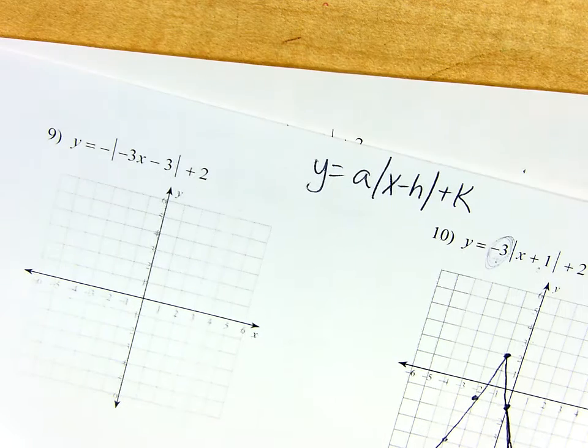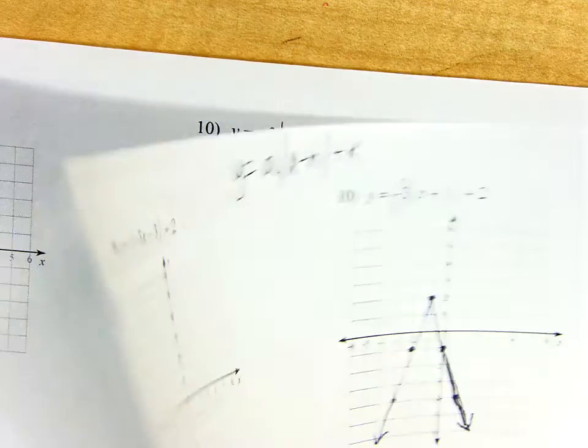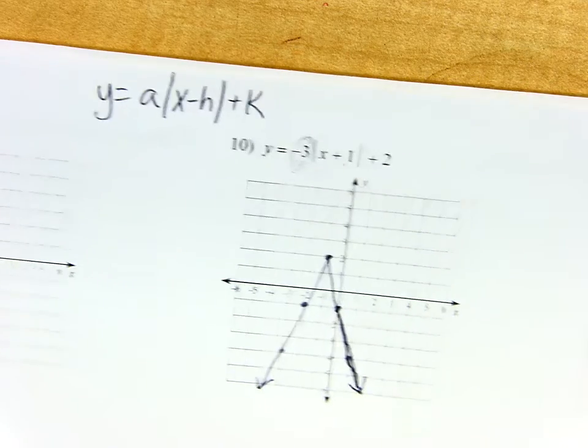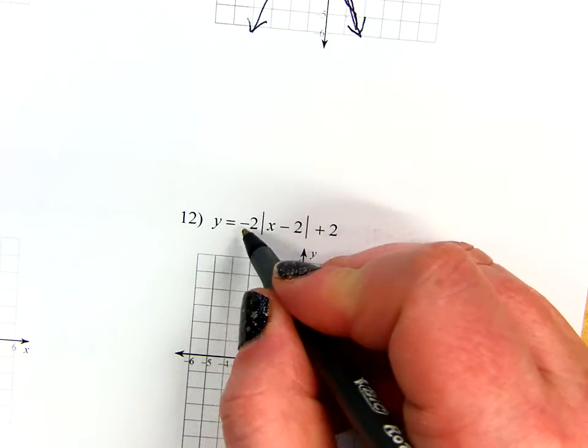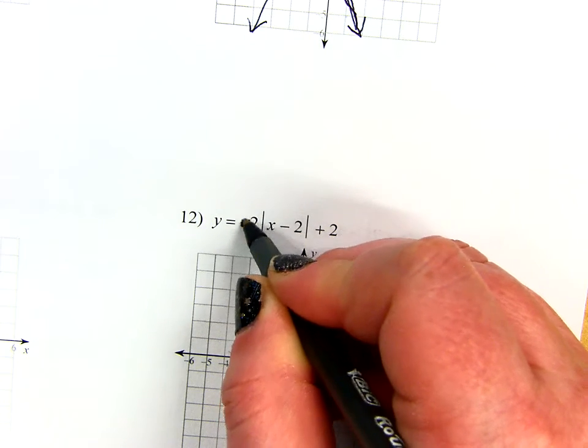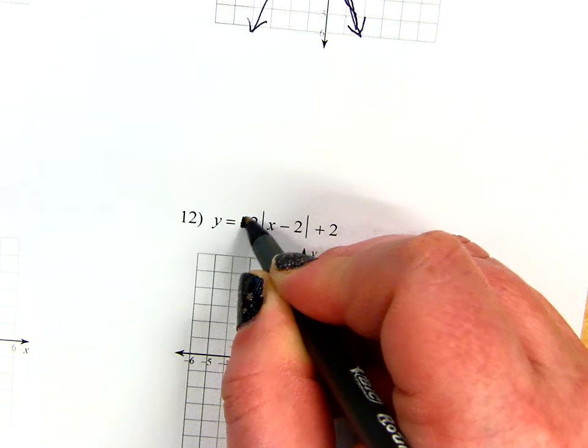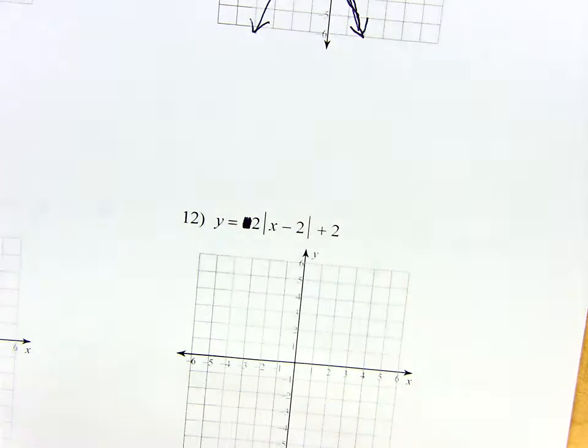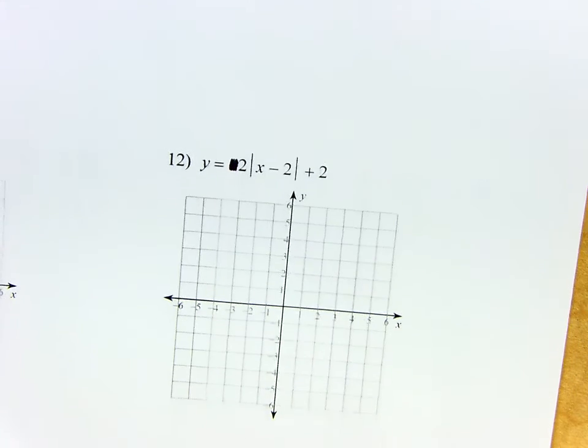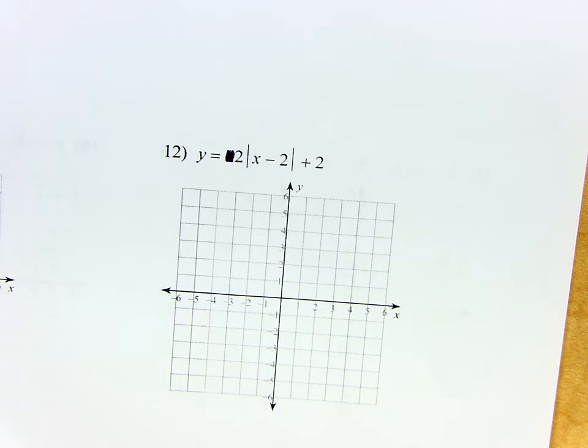Gosh, they're all negatives. I don't know how that happened. Let's do number 12, but I actually want you to change it to a +2. So cross out that negative, please. All right, go ahead. Try and graph number 12. Start with the vertex, and then you just follow whatever A tells you to do.